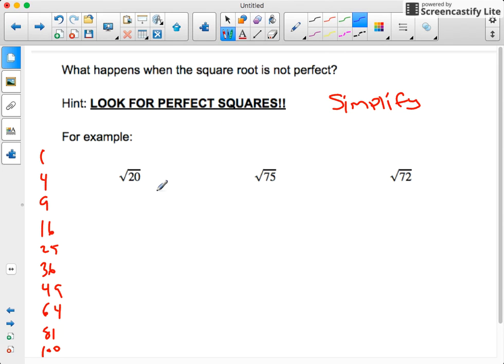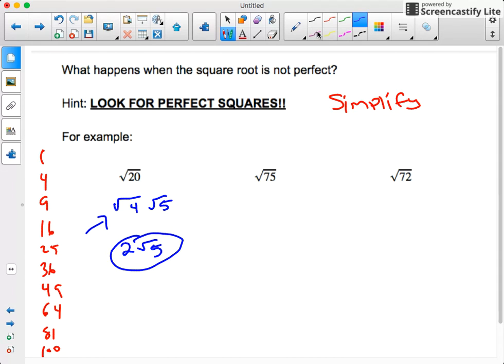Well, 1 can definitely go in, but that doesn't get us much. 4 can, 9 cannot, 16 cannot, and the rest are all bigger. So we're going to rewrite this. The square root of 20 is equal to the square root of 4 times the square root of 5, because 4 times 5 is 20. The reason we do it here is that we can simplify this even more. The square root of 4 is a perfect square, it's 2, so we get 2 root 5. This is our final answer. The square root of 20, when we simplify it, is 2 root 5.